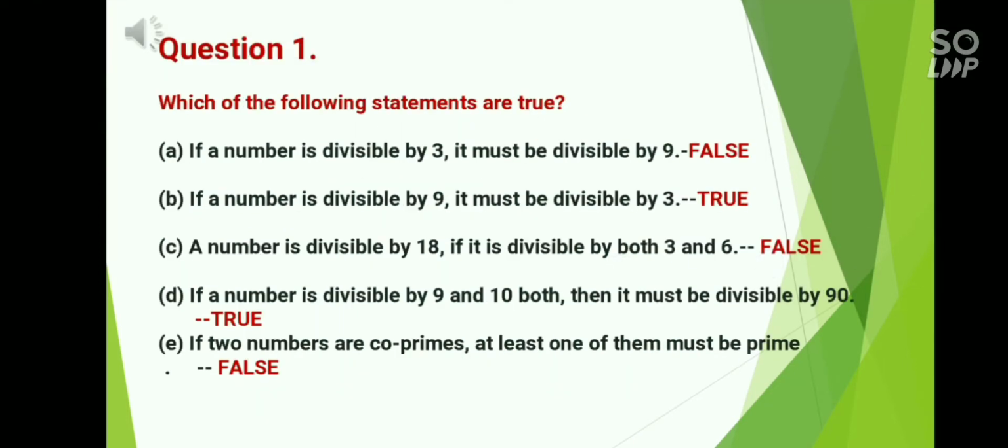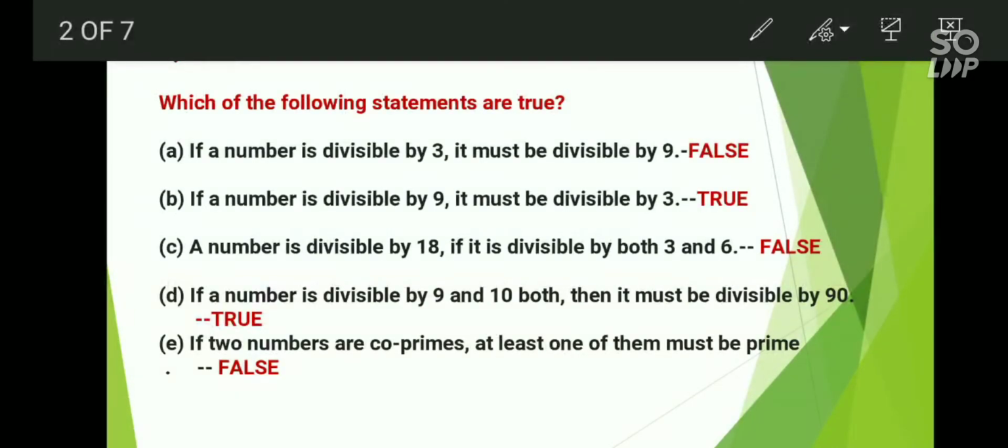Let us move towards exercise number 3.5. Here we have to apply the different divisibility rules. First question, which of the following statements are true? If a number is divisible by 3, it must be divisible by 9. It is a false statement since 9 is a multiple of 3, not a factor.